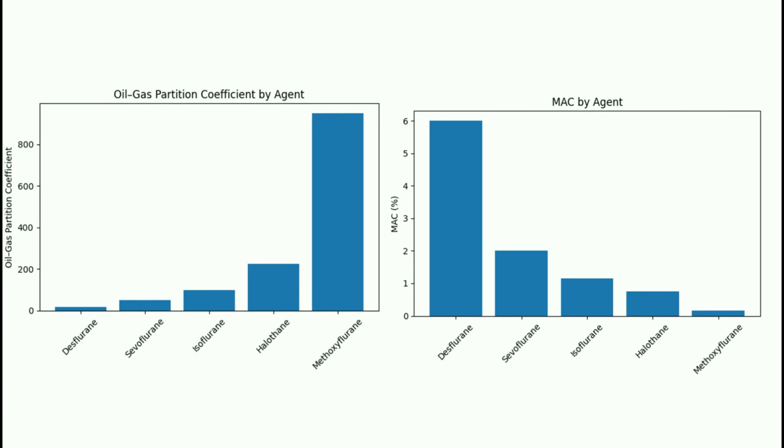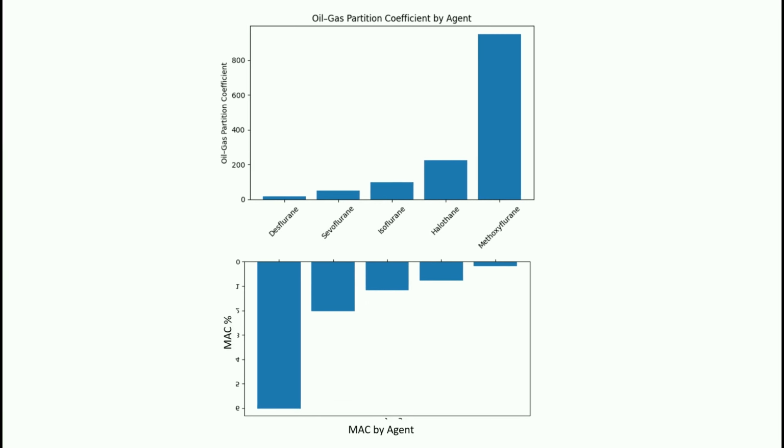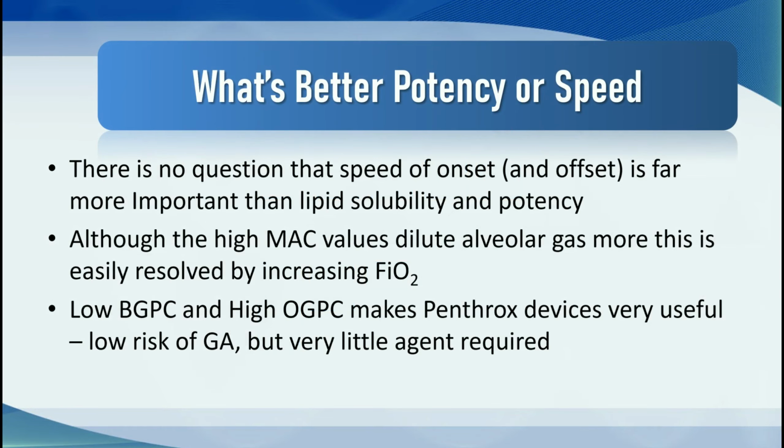Here are the oil gas partition coefficients and MAC values reproduced side to side, but perhaps it's easier to look at it this way. The lower the oil gas partition coefficient, the higher the MAC. So what's more important, potency or speed of onset? In my view, no brainer. There is no question that speed of onset and offset is far more important than lipid solubility and potency in modern clinical practice. That's why all those modern anesthetic agents were invented.